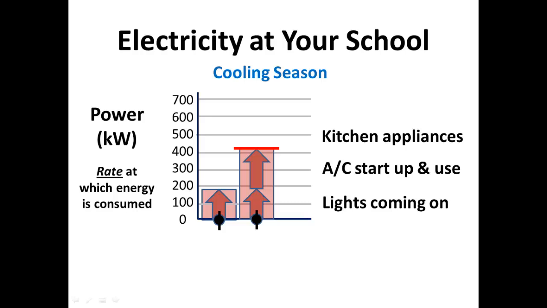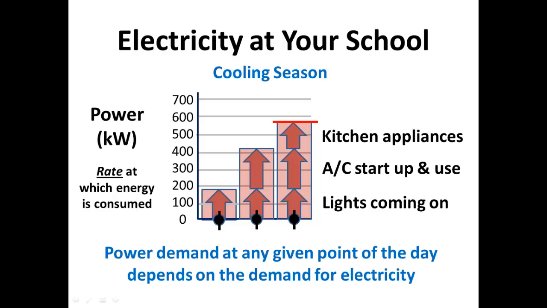Air conditioning systems start coming on. So the rate at which energy is being consumed goes up to a little bit over 400 kilowatts. Now we're getting close to lunch, and the stoves and the ovens are coming on, and people are walking in and out of the coolers, and they're having to cycle more because they want to keep their cold temperature. Our power demand is getting very close to 600 kilowatts. Power demand at any given point of the day depends on the demand for electricity at that time.